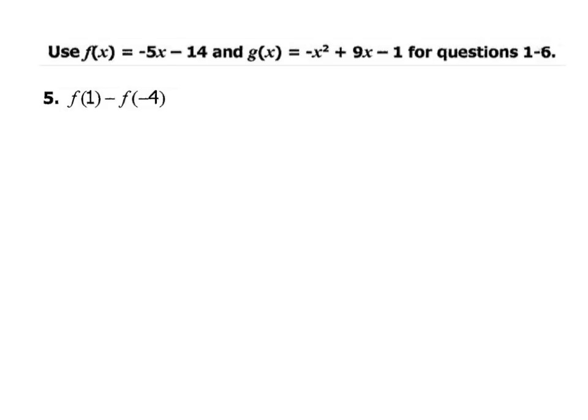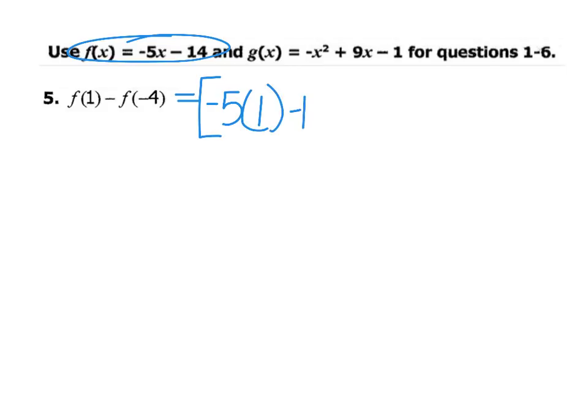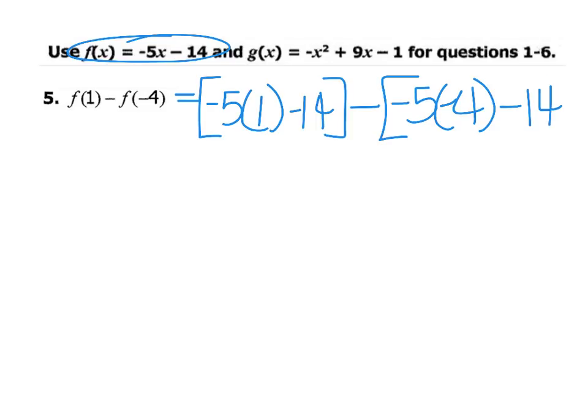First, if we do it all together, writing it all together in one line, we know we're using our f function, and our first function is going to be f of 1. So every time we see an x, we're going to plug in 1. And then we know we're subtracting f of negative 4. So we would say negative 5, we plug in a negative 4 every time, minus 14.